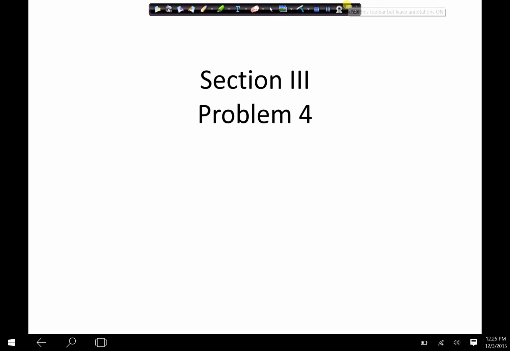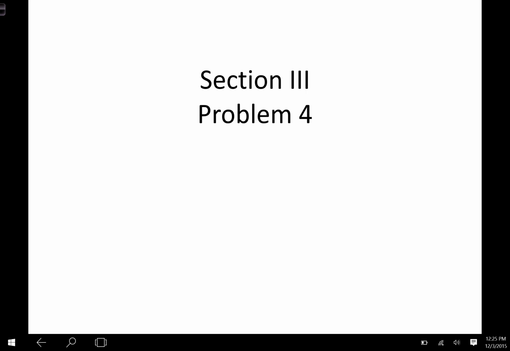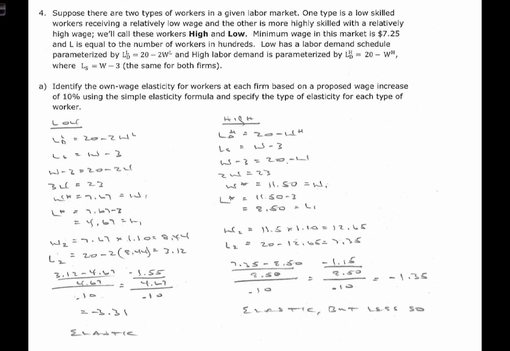In this final video segment, we're taking a look at Section 3, problem number 4. And here we have two different types of workers in a given labor market. One is low skilled, receiving a relatively low wage, which we would expect, and one is more highly skilled, receiving a relatively high wage. And we're going to call them worker high and worker low. The minimum wage in this market is $7.25, and L is equal to the number of workers in hundreds.